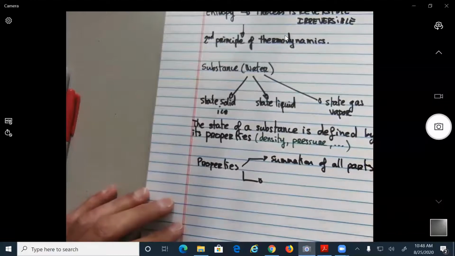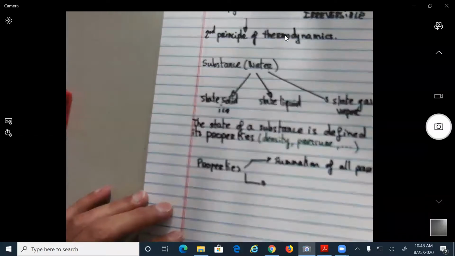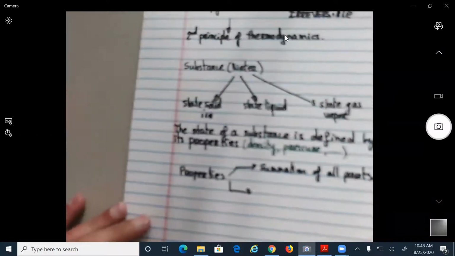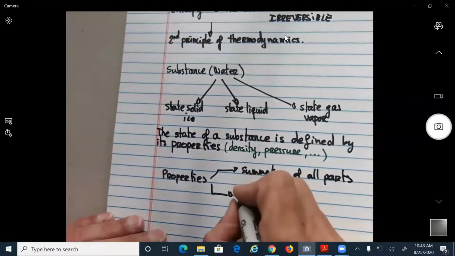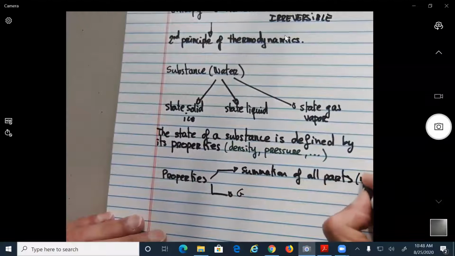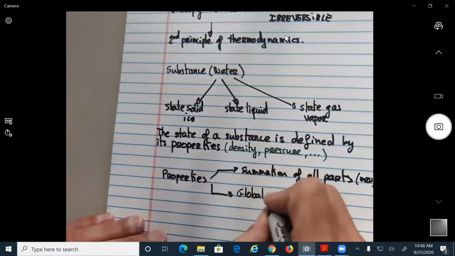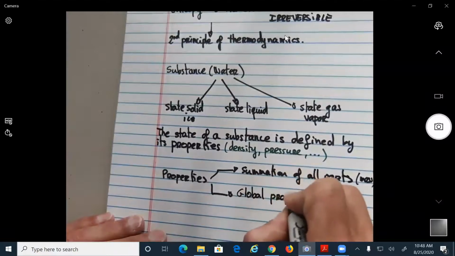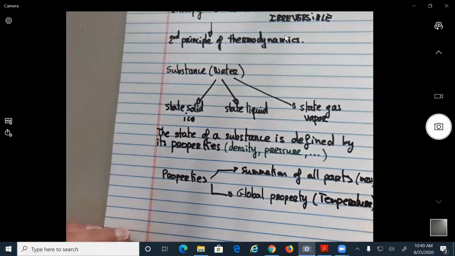Again, we will do some notes on this. Summation of all parts. And the other one will be like a global property. So this will be like mass. And this one would be more like temperature or pressure.